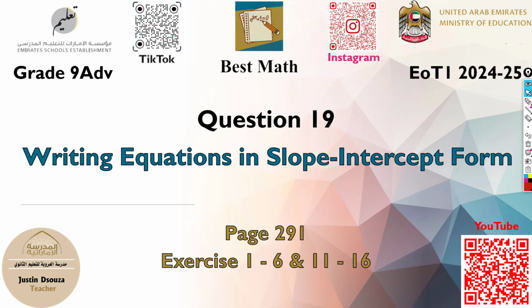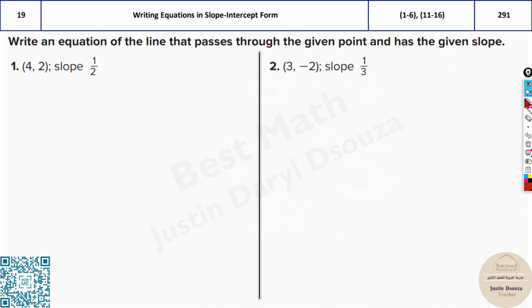Question 19 is to write equations in slope-intercept form. Here they have given you the point and the slope. You can see this is the point over here, 4,2, and the slope is also given. What you need to write is in slope-intercept form, that is y equals mx plus b.